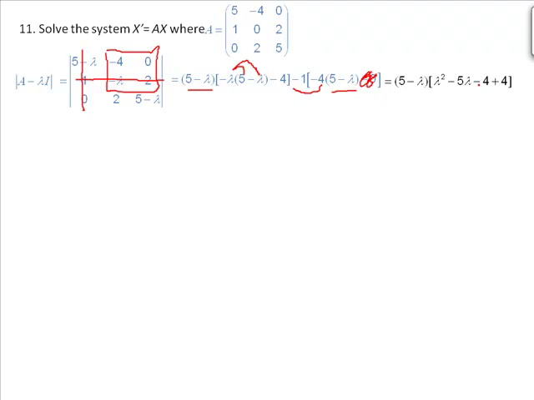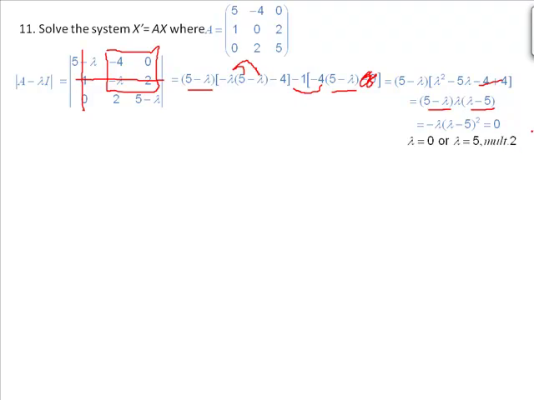So notice that the minus 4 and the plus 4 cancel. And I'm going to be able to factor out a lambda. So factoring out lambda gives me a lambda minus 5. And lambda minus 5 and 5 minus lambda are opposites. So they can be combined, but it's going to give me a negative sign in front. So I have negative lambda times lambda minus 5 squared equals 0. So this is going to give me two eigenvalues. It's going to give me lambda equals 0, or lambda equals 5 multiplicity 2.